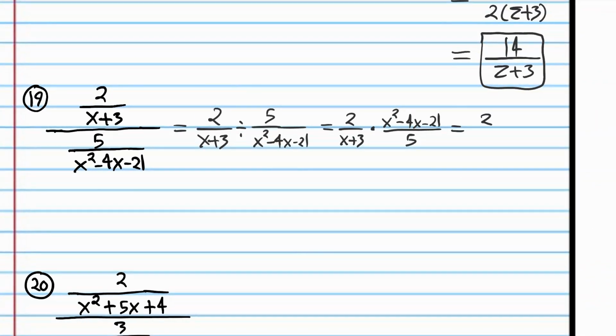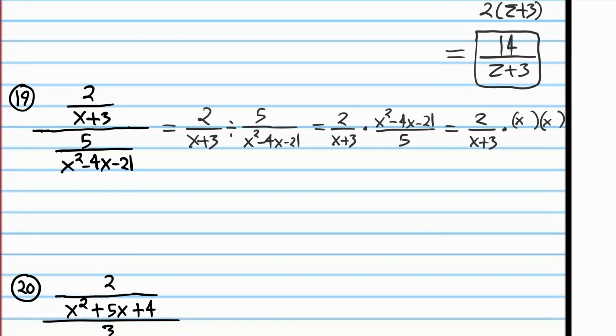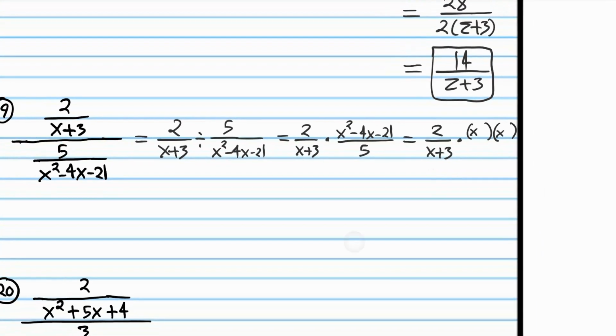And now we're going to factor whatever we can factor, and of course the quadratic is what we can factor. So we need two pairs of parentheses with x and x, because it's x squared. And what two numbers multiply to negative 21 and add up to negative 4? We can ask that because there's no coefficient on the x squared, so this is really simple. So what two numbers multiply to negative 21 and add up to negative 4? That would obviously be negative 7 and positive 4.